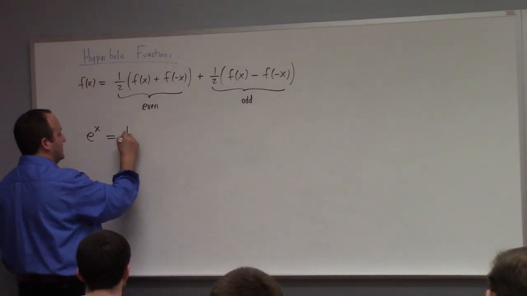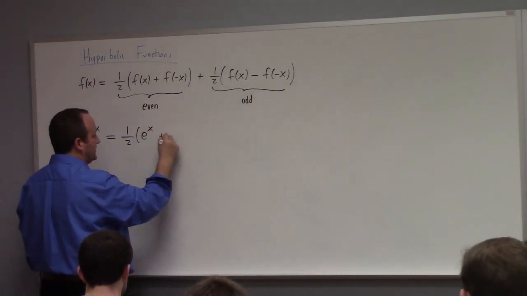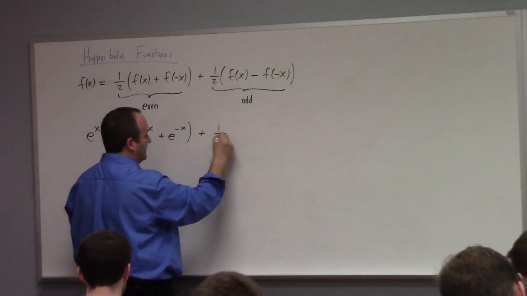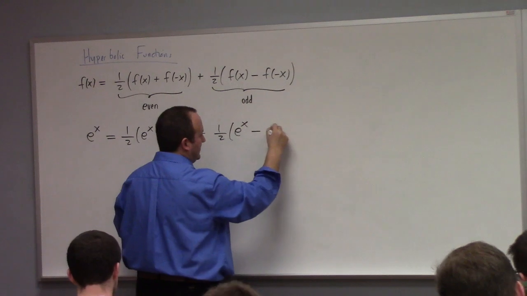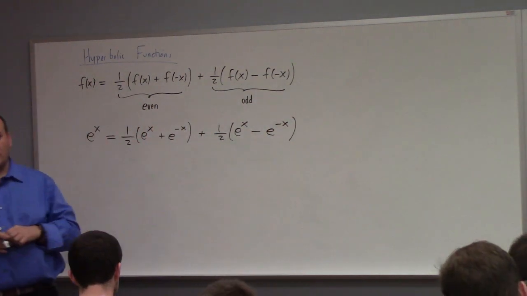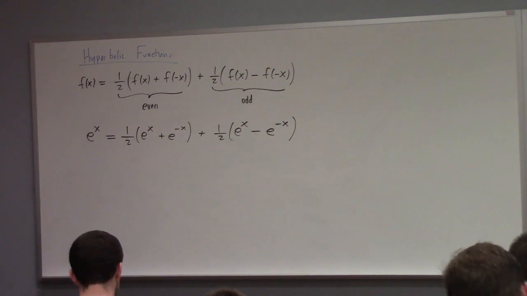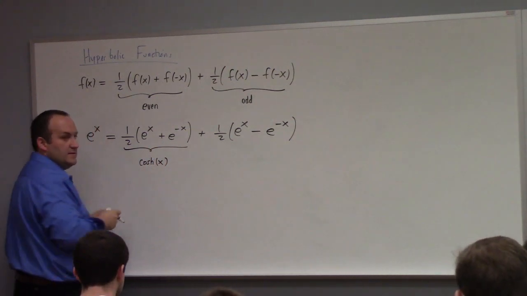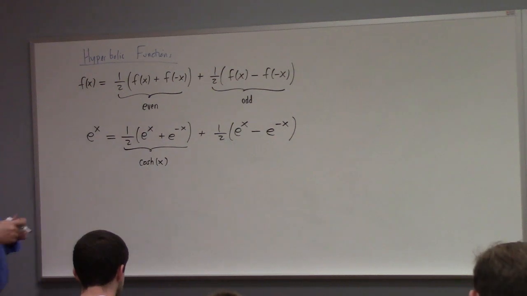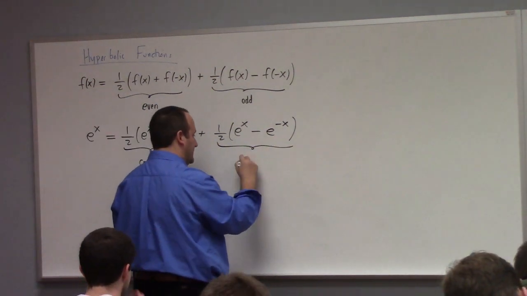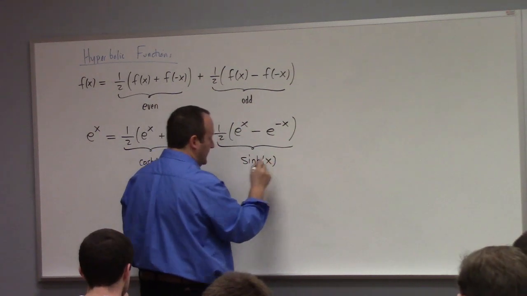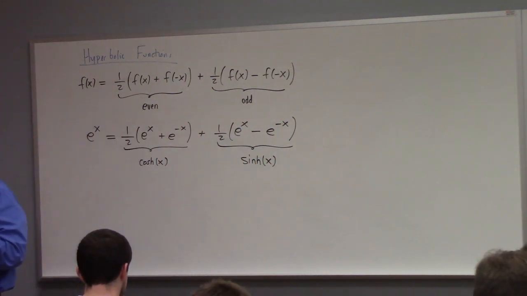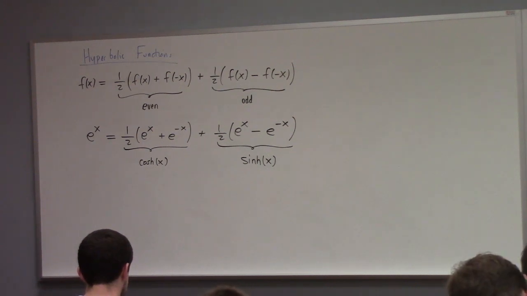Okay, so this is 1/2 (e to the x plus e to the minus x) plus 1/2 (e to the x minus e to the minus x). So those are respectively the even and the odd parts of the exponential function. So this, by definition, is the hyperbolic cosine, right? And this right here, by definition, is the hyperbolic sine. But I understand these, in particular, as just being the even and odd parts of the exponential. All right?